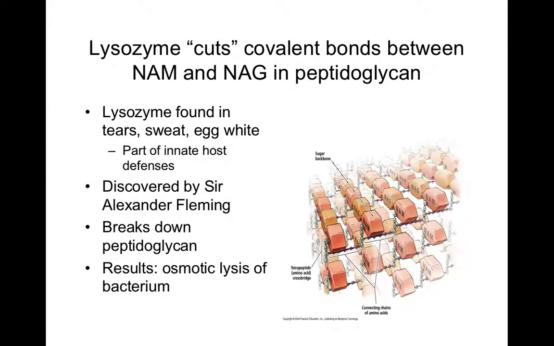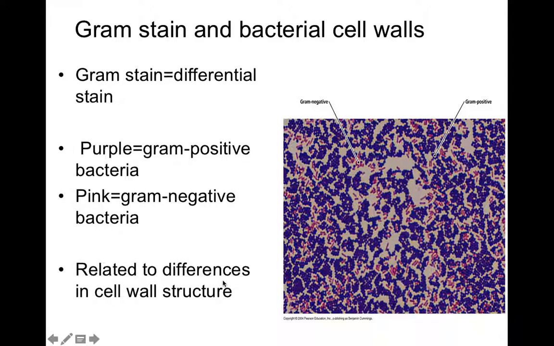Again, we have lysozyme that cuts the covalent bonds between NAM and NAG. Lysozyme is found in our tears, sweat, egg white, and the cells of our immune system, our phagocytes make it, right? It's part of our natural defenses against invading bacteria. It was discovered also by Sir Alexander Fleming. It's going to cause the breakdown of peptidoglycan, and we're going to get osmotic lysis of our bacteria.